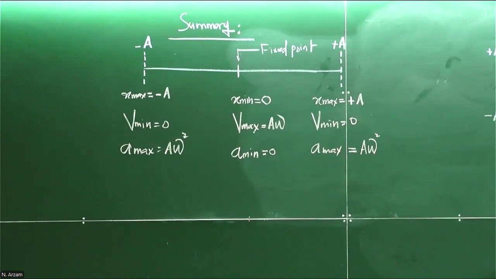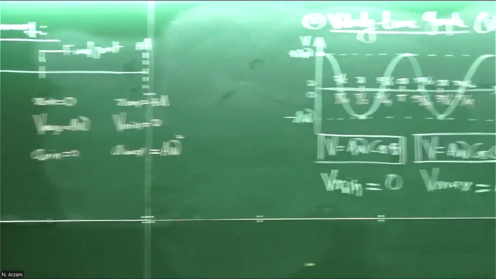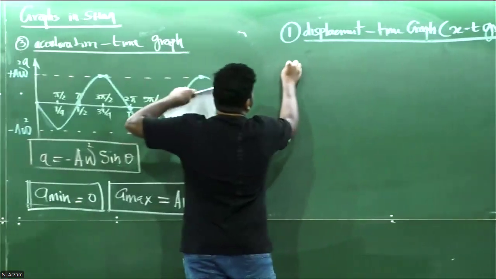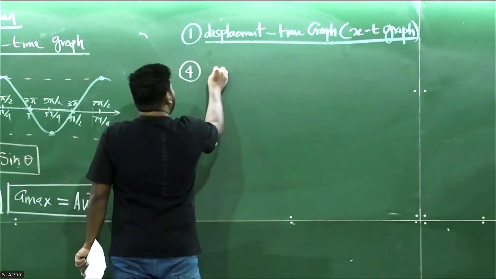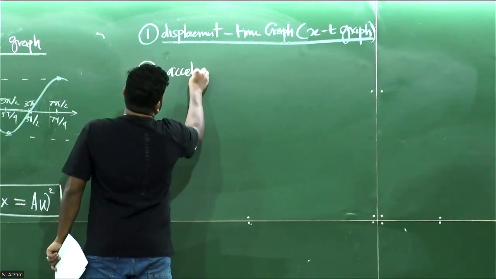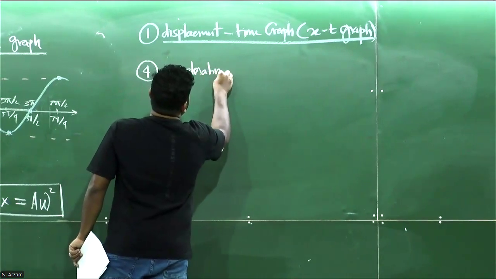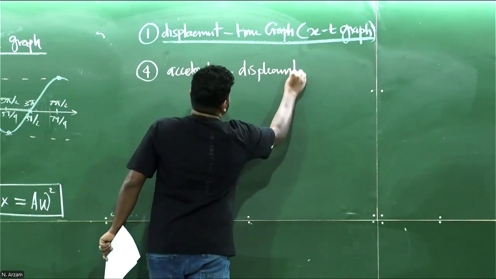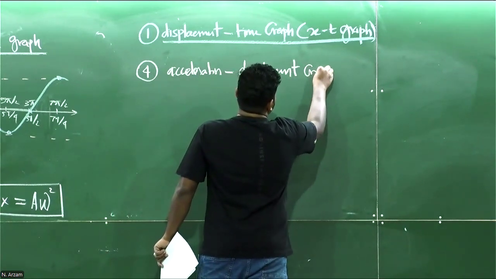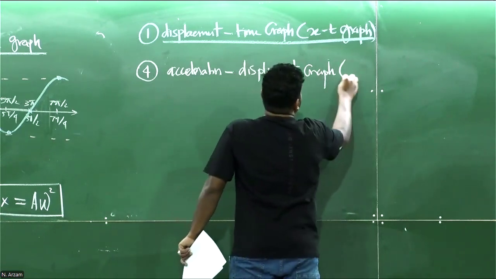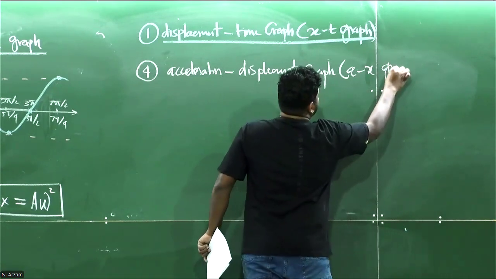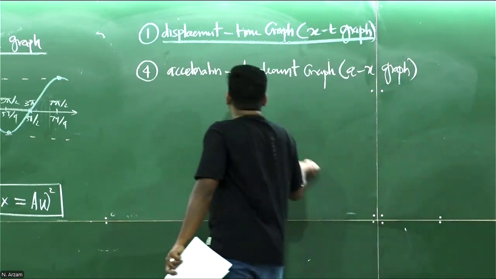Okay, right. So now guys, I'm going to draw another graph here. The three graphs we completed, the fourth one is the acceleration, displacement graph, the AX graph. Put the heading, AX graph.